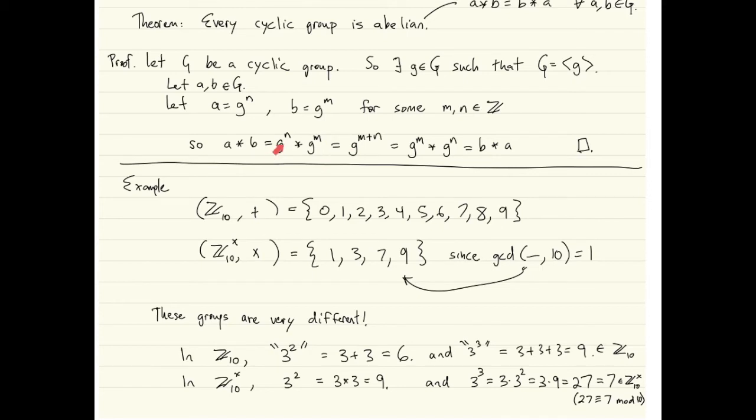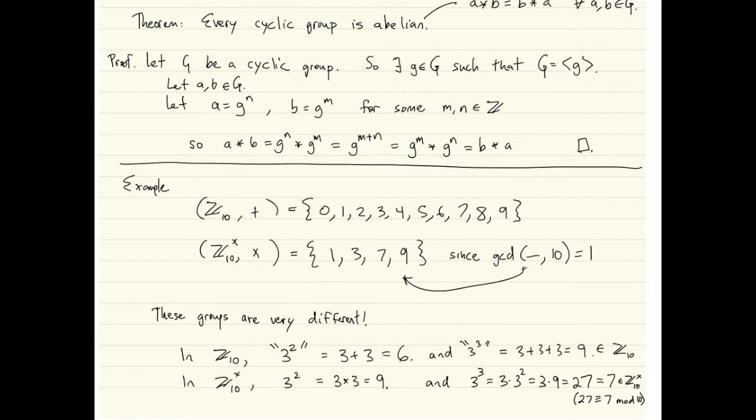Well, g to the n is n copies of g multiplied together, if you will, and then you're multiplying furthermore m copies of g. So collectively, you're multiplying m plus n copies of g. And then similar reasoning shows that that's the same as g to the m times g to the n, and that's what b times a is. So a cyclic group is abelian, or commutative.